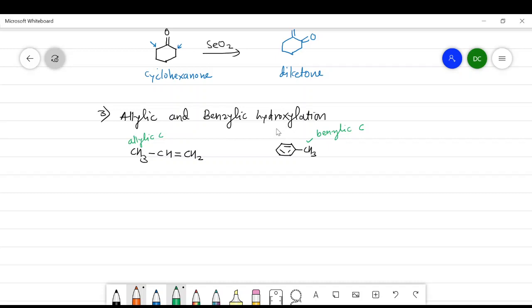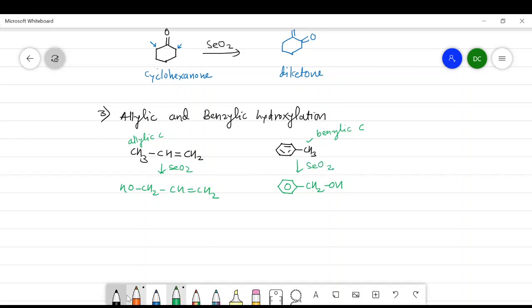carbon there occurs hydroxylation. So after hydroxylation, what happens? Here we get a compound which is having a structure like this, or in this compound we will get a CH2OH. This type of hydroxylation is known as allylic and benzylic hydroxylation. So one propene can be converted into one propanol. This toluene can be converted into benzyl alcohol in presence of SeO2. This is known as the allylic and benzylic hydroxylation.